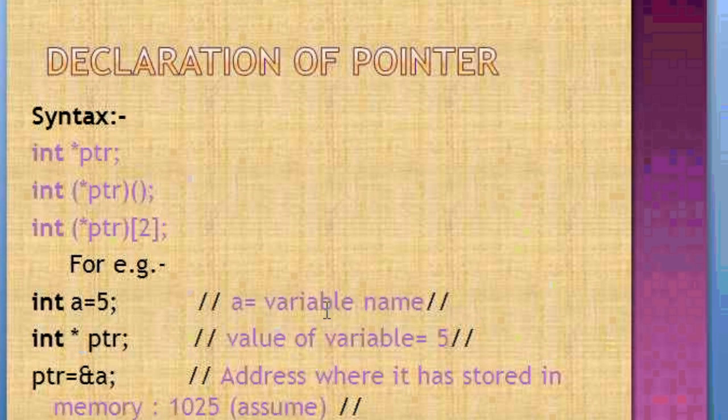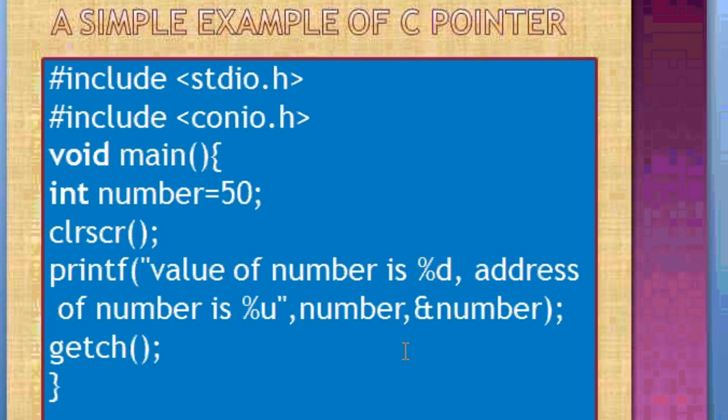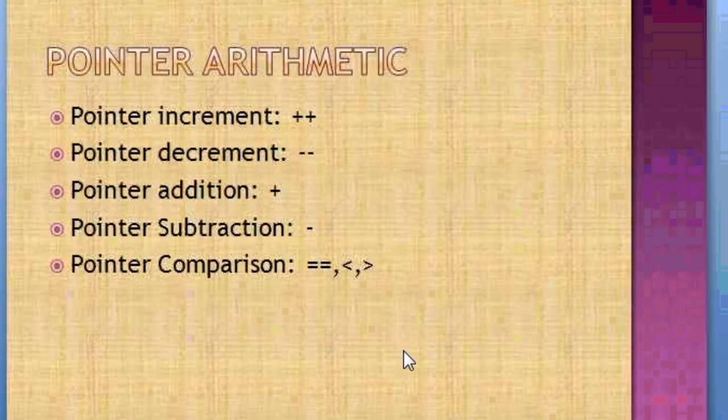Okay, so here you can see a is a variable. The value of the variable is 5. Since a is assigned the value 5, and the address where it has stored in memory, assume 1025. This example we have seen while we have defined the pointer. So here is a sample example. Okay, we'll see this program. I'm showing it to you in the application. Okay, this one. Next is the pointer arithmetic.